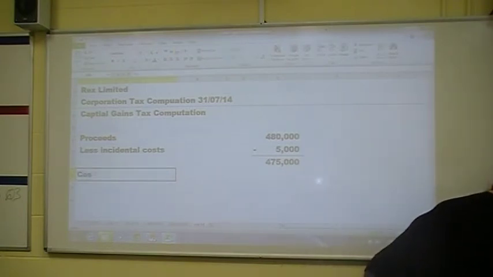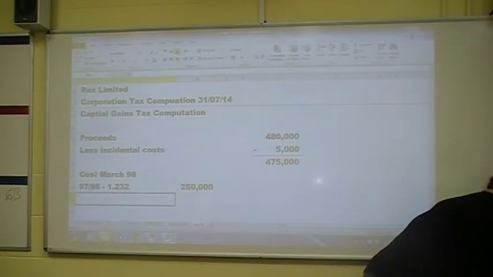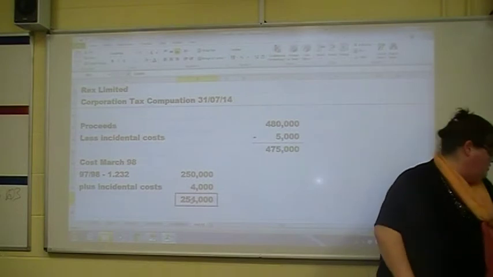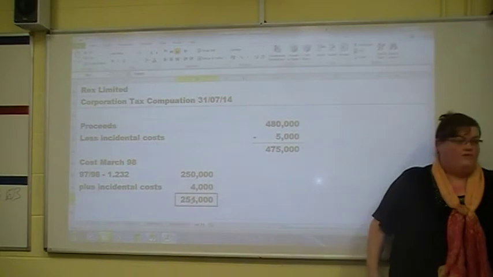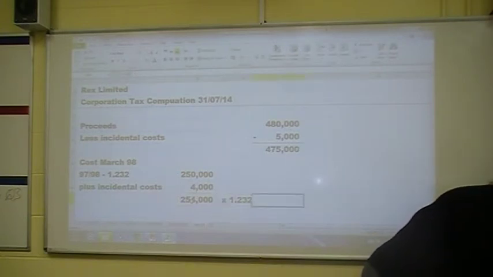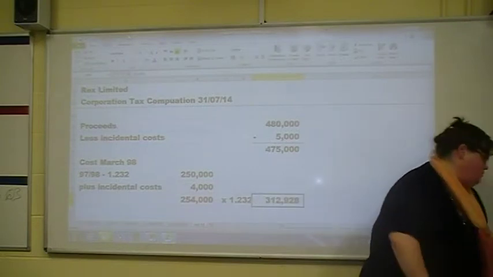Okay, so we've got our costs in March 98, that's 97-98. I just put in the rate there, so we have 1.232, and that is 250,000 plus our incidental costs, which are 4,000 euro for legal fees on acquisition. So it's a total of 254,000. So it's the cost you paid for it plus the legal fees you had. So it's 254 by 1.232, which is 312,928.